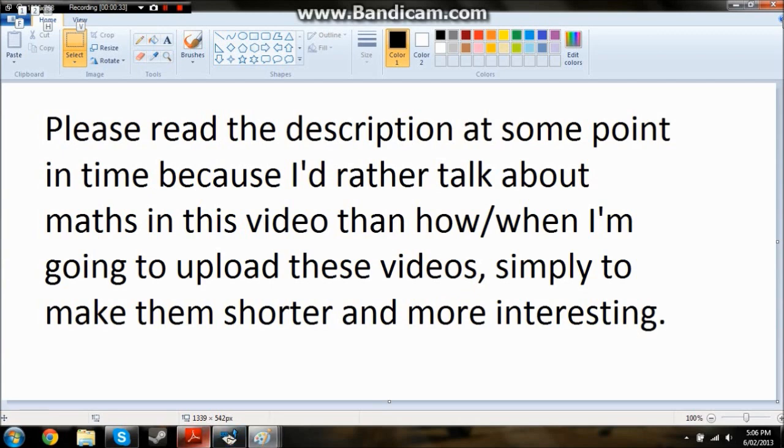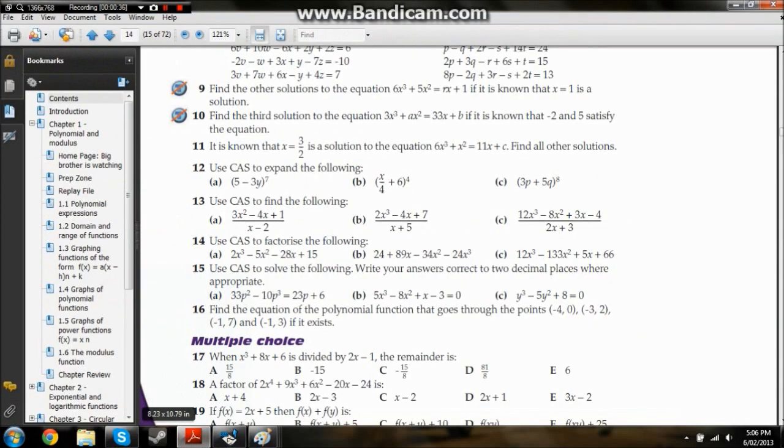So let's go into the first question. Question 9. Find the other solutions to the equation 6x cubed plus 5x squared equals rx plus 1 if it is known that x equals 1 is a solution.